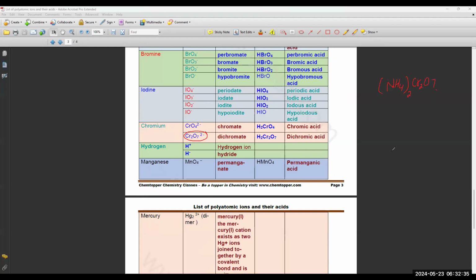So to work out the molar mass, follow the systematic method. How many nitrogens are here? 2 nitrogens. How many hydrogens? 8 hydrogens. How many chromiums? 2 chromiums. How many oxygen? 7 oxygen. And then look into the periodic table, plug in the values and get the answer.